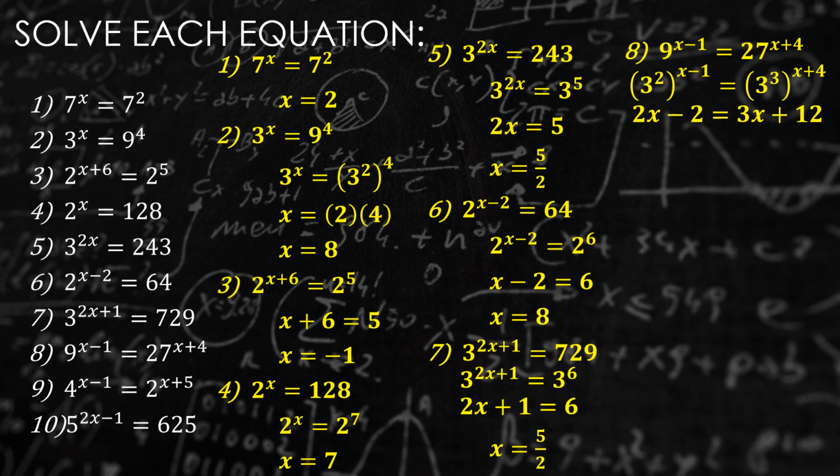Okay. Ang ginawa ko dito, 2 times x, so naging 2x. 2 times negative 1, so we have minus 2. Equals 3 times x, kaya siya naging 3x. And then 3 times 4, and that's equal to 12. So 2x minus 2 equals 3x plus 12. Okay, combining like terms. So negative 2 minus 12, that's negative 14. 3x minus 2x, that is x. So, x is equal to negative 14 for number 8.